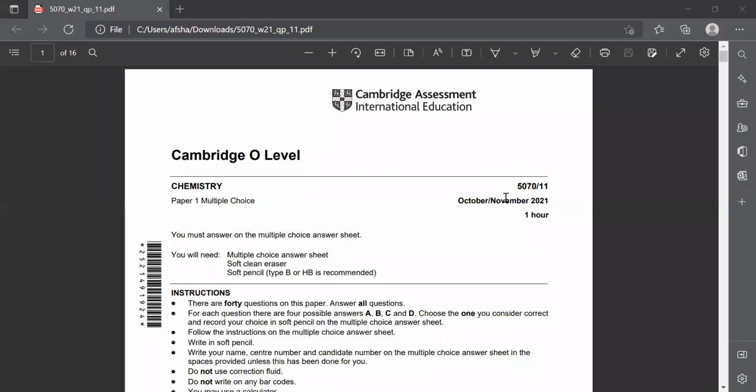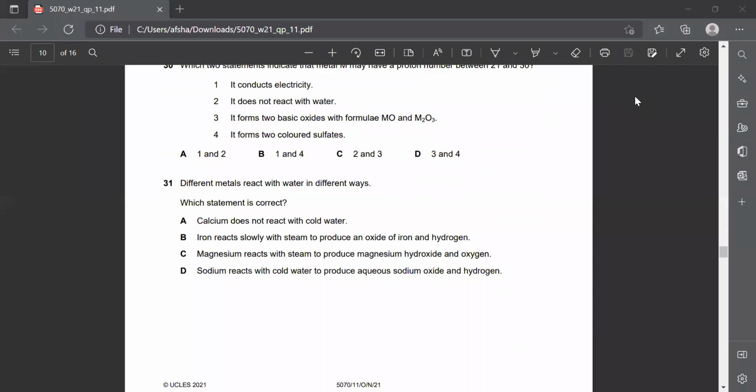In this video, we will be doing the last 10 MCQs of October-November 2021, variant 1-1. Question number 31, different metals react with the metal in different ways.